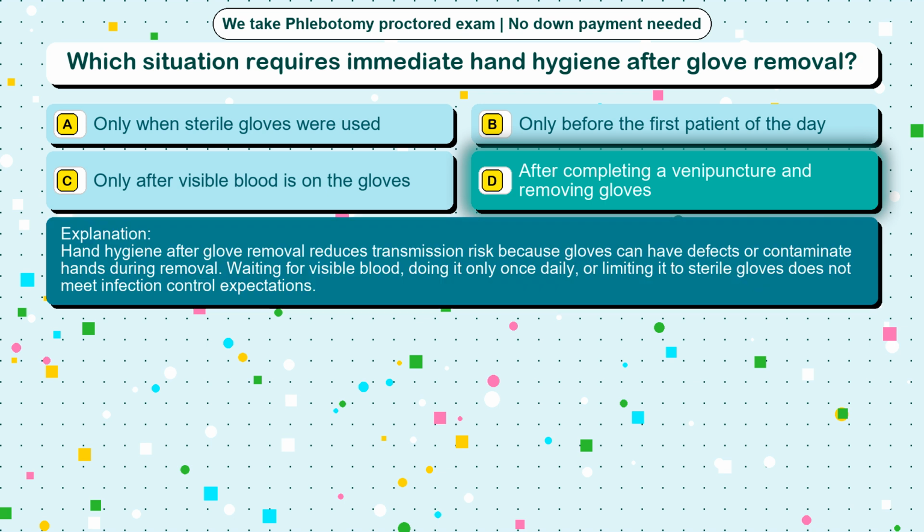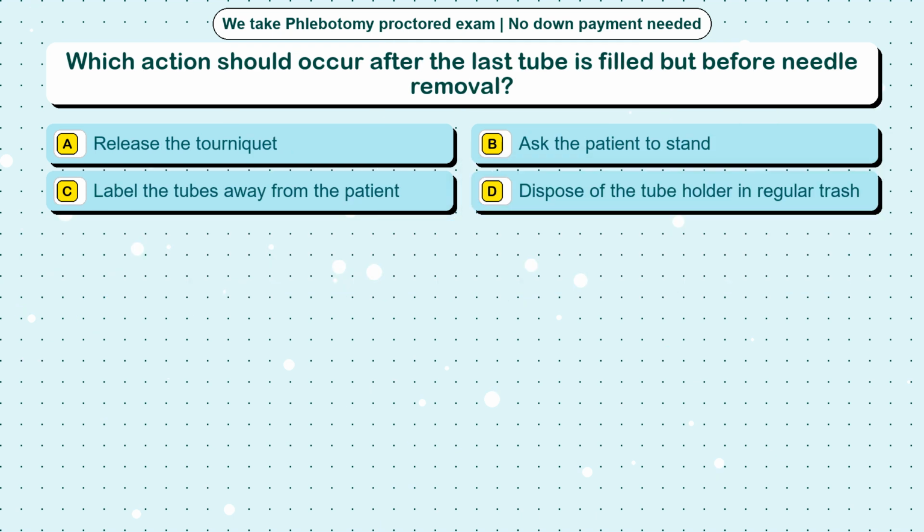Hand hygiene after glove removal reduces transmission risk because gloves can have defects or contaminate hands during removal. Waiting for visible blood, doing it only once daily, or limiting it to sterile gloves does not meet infection control expectations. Question 75. Which action should occur after the last tube is filled but before needle removal?